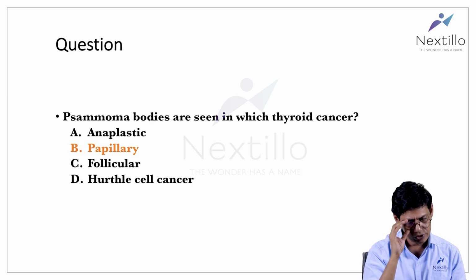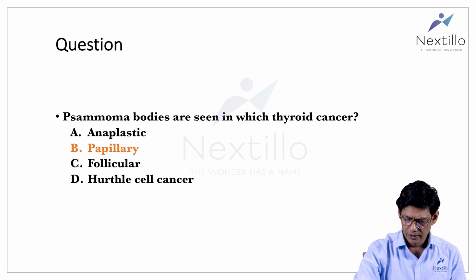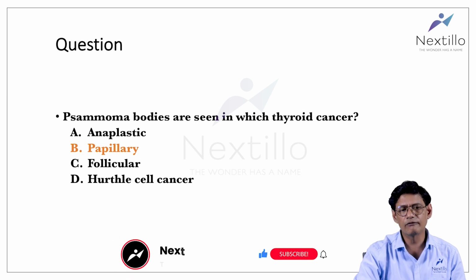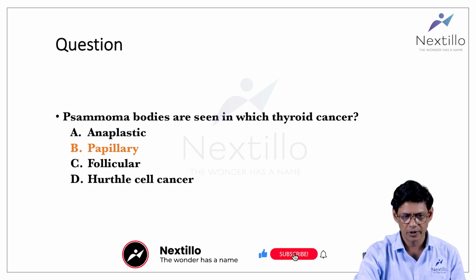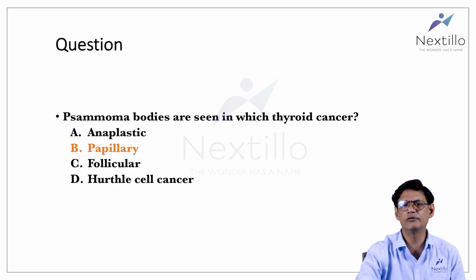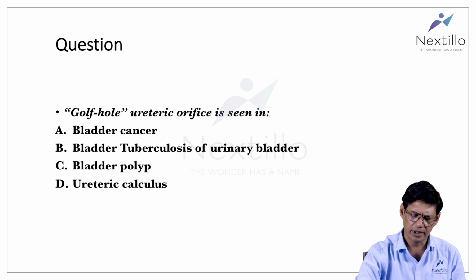This papillary carcinoma has a number of characteristic features on histology. On histology, we may find psammoma bodies, we may see the Orphan Annie eye nuclei, and there may be some other inclusion bodies seen. So this is our papillary carcinoma of the thyroid. Psammoma bodies or Orphan Annie eye nuclei are seen with which thyroid cancer? Once again, the answer is going to be papillary thyroid cancer.